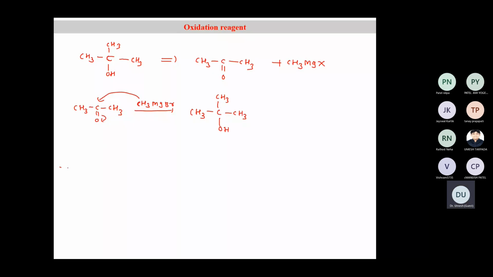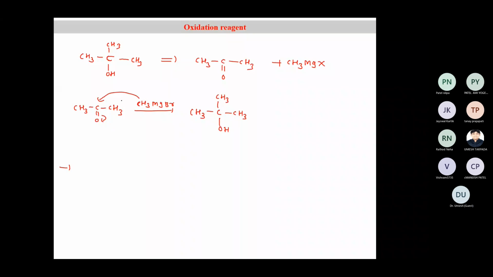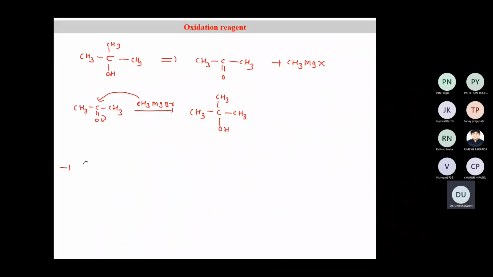Apart from this, another application is if you want to synthesize primary alcohol. One option is formaldehyde, but the second option is an epoxide. Epoxide can react with Grignard reagent to give primary alcohol.